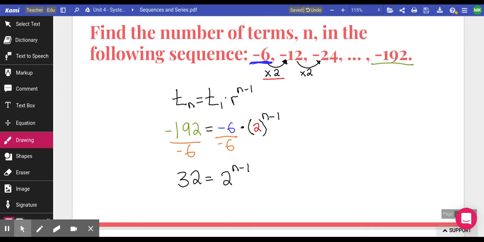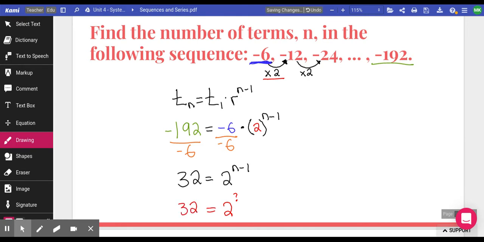To solve that, when you're looking for the exponent, we don't have a way to get exponents by themselves. If you're interested, you could Google something called a logarithm. A logarithm will tell you how to solve for an exponent. That's a whole unit of its own. We learn it next year in grade 12. For now, all we're going to do is a little bit of guessing and checking. We're going to ask ourselves, 2 to the power of what would equal 32? And we're going to try things.